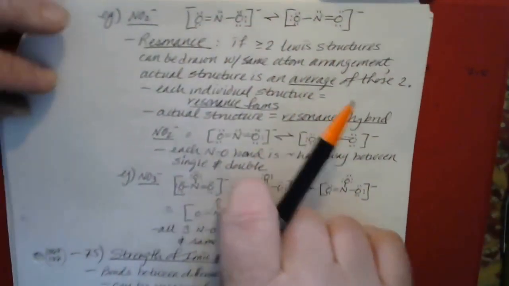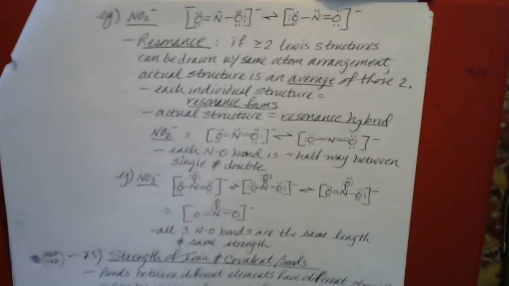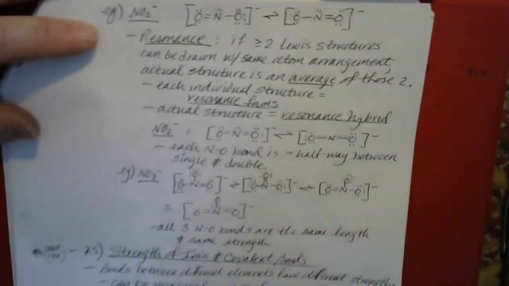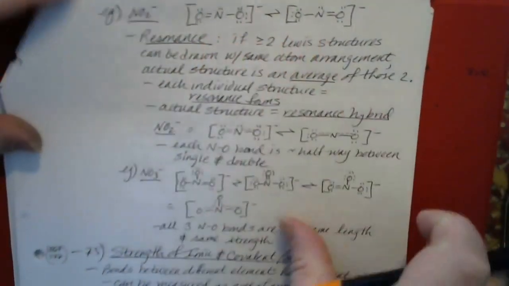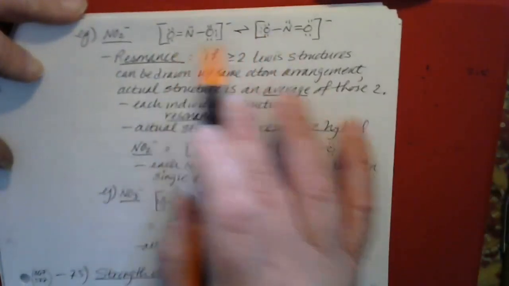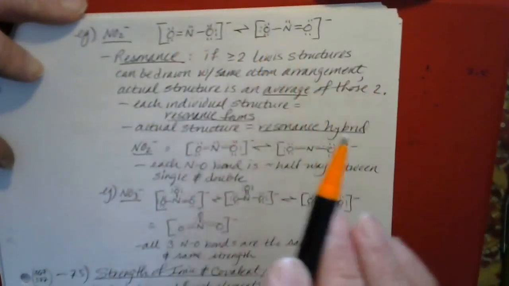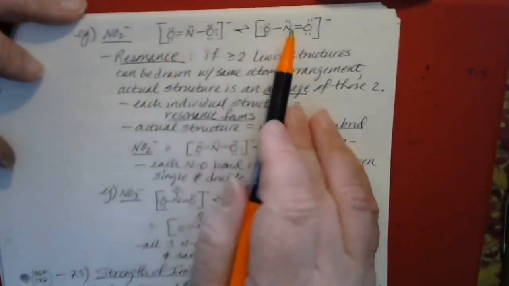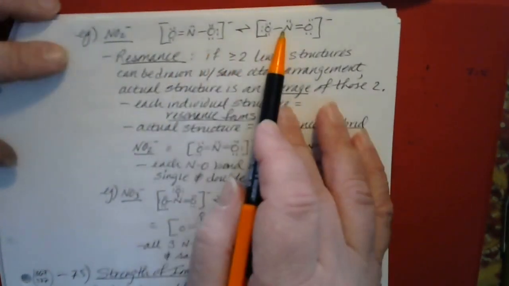No, that's not it, actually, because they have ways of slowing down that transition and measuring the bond lengths and strengths before it can change. And they're still the same length and still the same strength. What's really going on is that the actual structure is a resonance hybrid. These two individual structures here, where one side has a double bond and one side has a single bond, are known as resonance forms. But the real structure is actually a hybrid between those two forms.